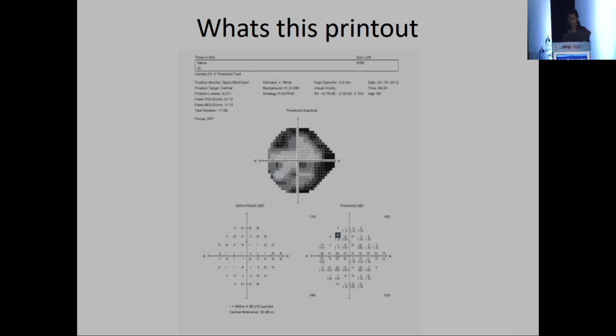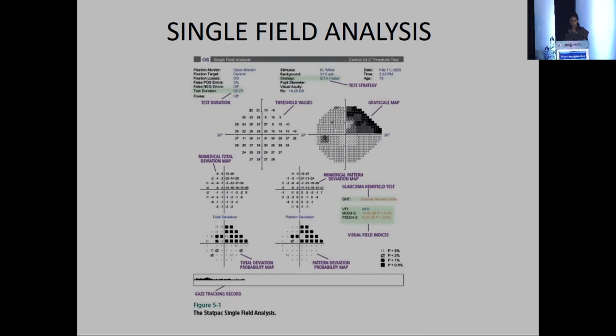What is this printout? This looks like a macula program, but if you look, this is a 24-2 done with the size 5 stimulus. So, a run-through of single field analysis. This is the testing pattern and strategy indicated here, reliability indices, grayscale map, threshold values, numerical total and pattern deviation plots, and probability plots of the same. Here are the global indices. Down is the gaze tracking.